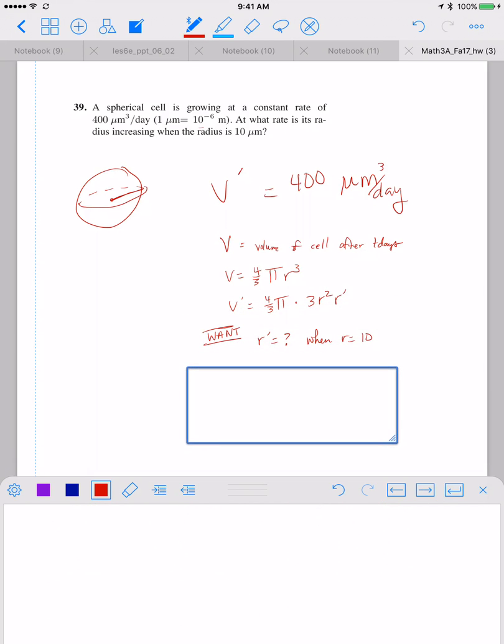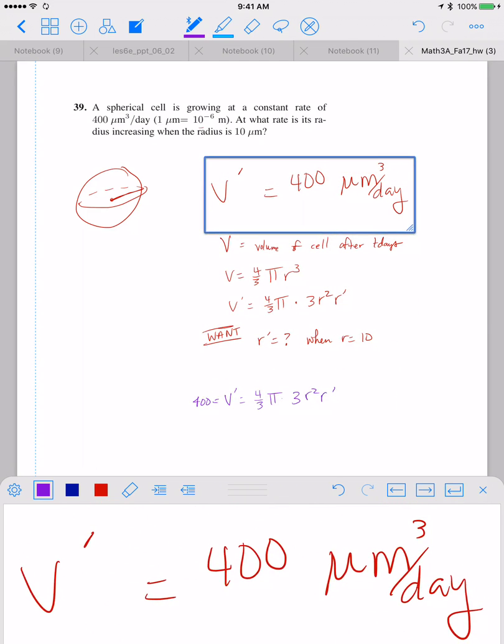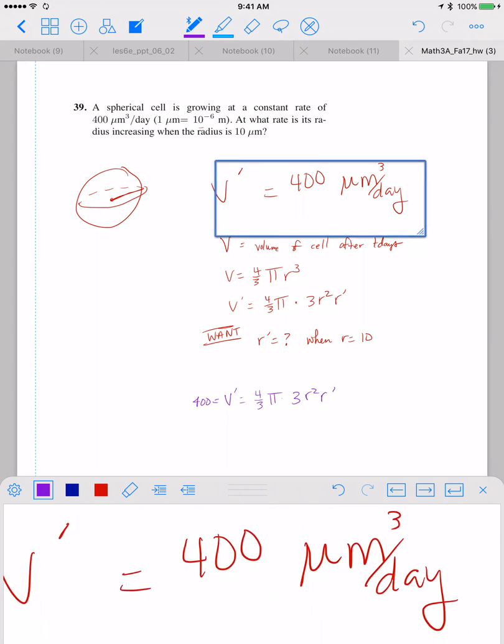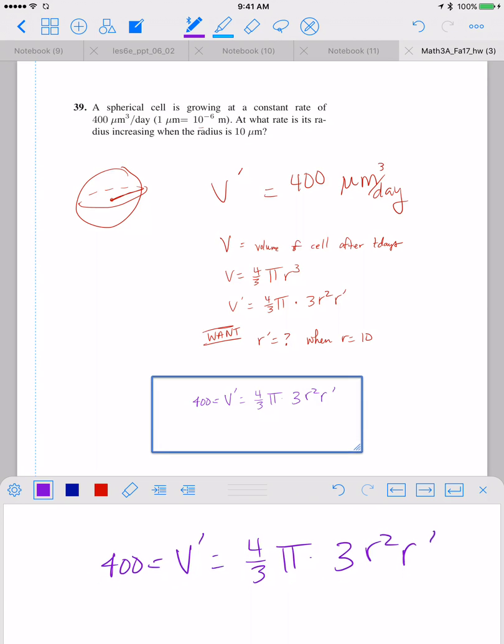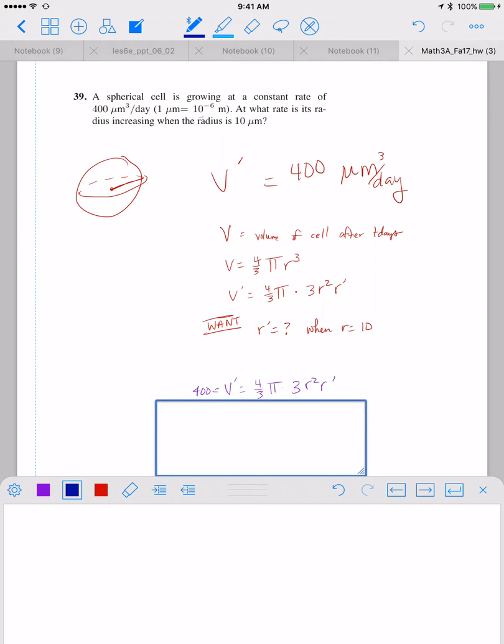Okay, so let's see here. We go back to our formula, which says that V prime is going to be 4/3 pi times 3 r squared r prime. But it's also equal to 400, right? Because we're told that the spherical cell is growing at a constant rate. So this means 400 is equal to 4/3 pi times 3 r squared r prime. So now we want to know what's r prime when r equals 10.